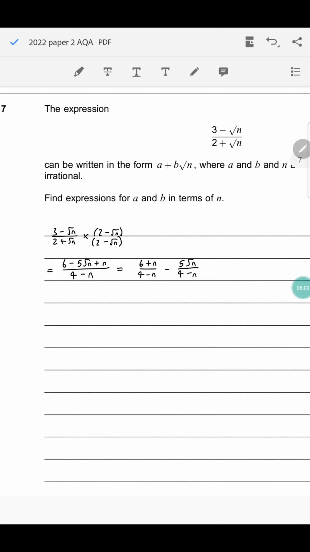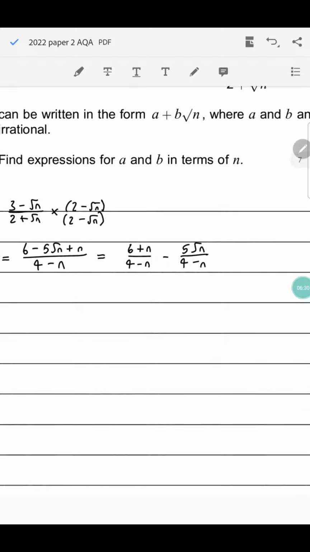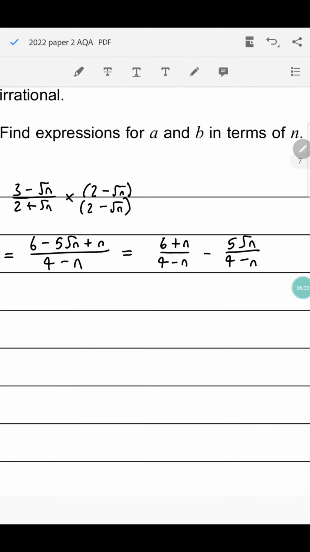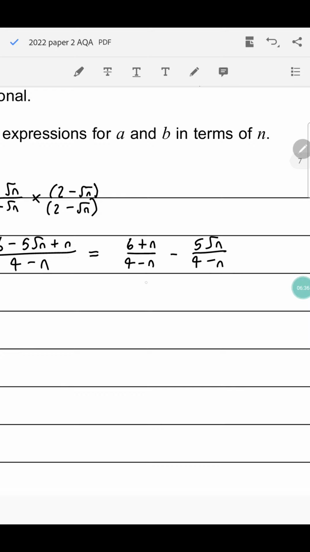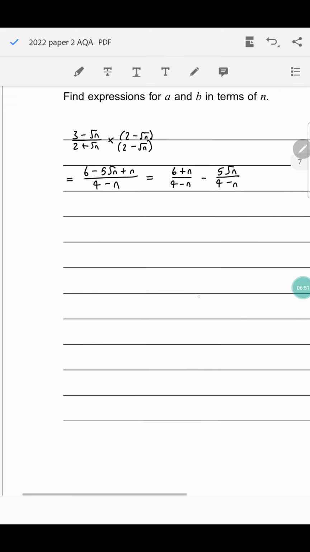Question 7 is just rationalizing the denominator. So we multiply both sides, top and bottom, by 2 minus root n. If we do that, we get 6 minus 5 root n plus n over 4 minus n. Now we want it in this form, where a and b and n are rational, but root n is irrational. So we split this up into two things: 6 plus n over 4 minus n, minus 5 root n over 4 minus n. And that should be your answer, where b is 5 over 4 minus n and a is 6 plus n over 4 minus n.